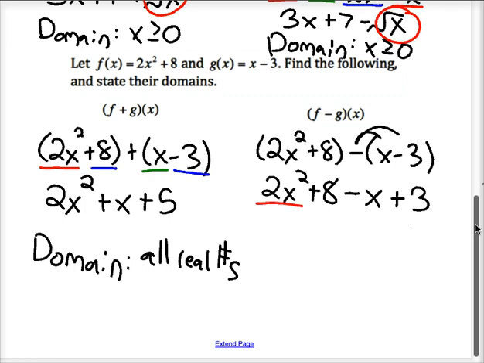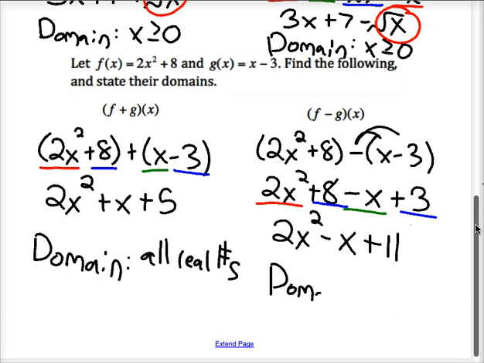So look at that 2x squared. Well, it doesn't have any like terms, so I'm just going to rewrite it. I have my minus x, no like terms, so I'm just going to rewrite it. Then 8 plus 3. 8 plus 3 gives us 11. So now that all of our like terms are combined, now it's time to think about the domain. But in this case, again, the domain isn't that interesting because it's a polynomial. The domain is just going to be all real numbers.